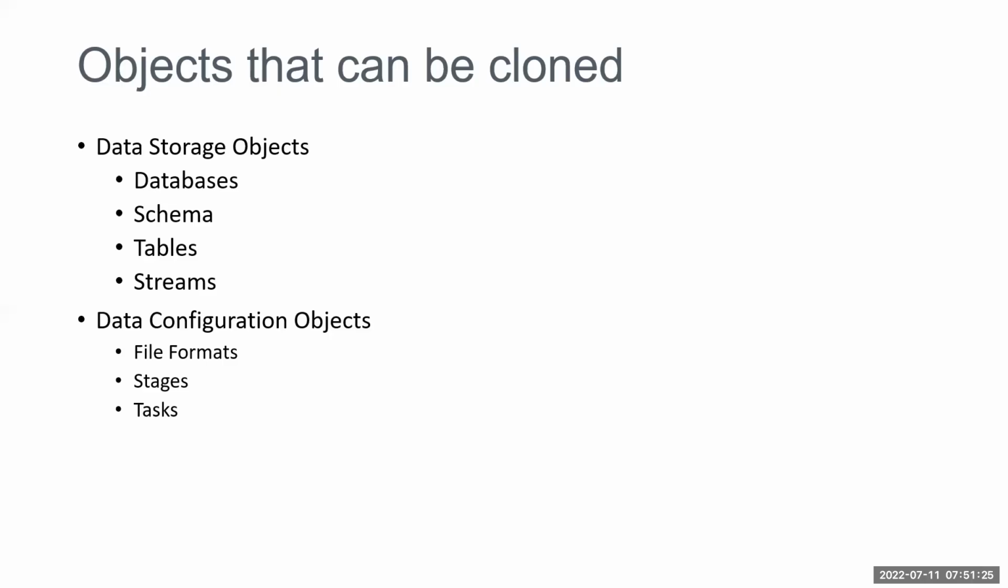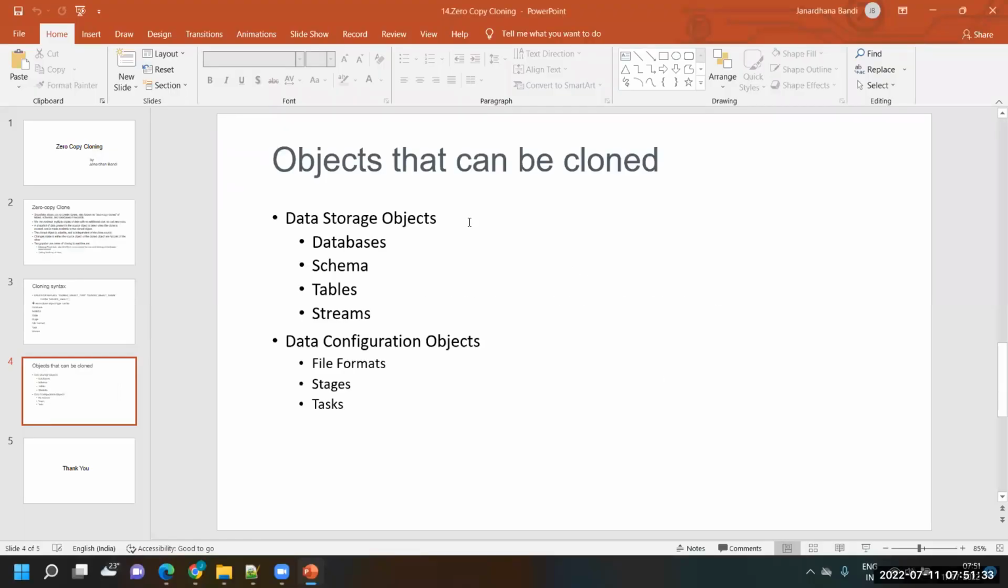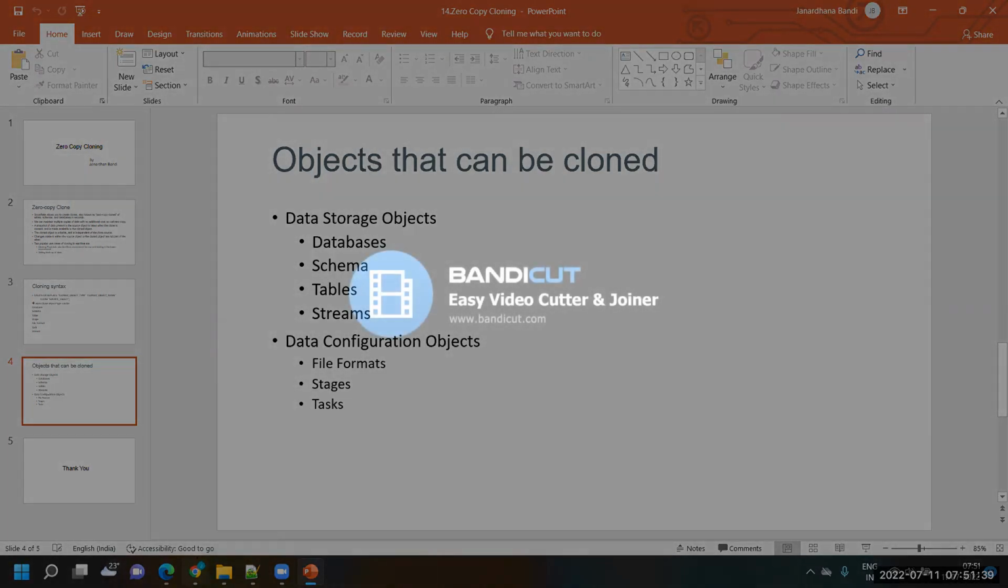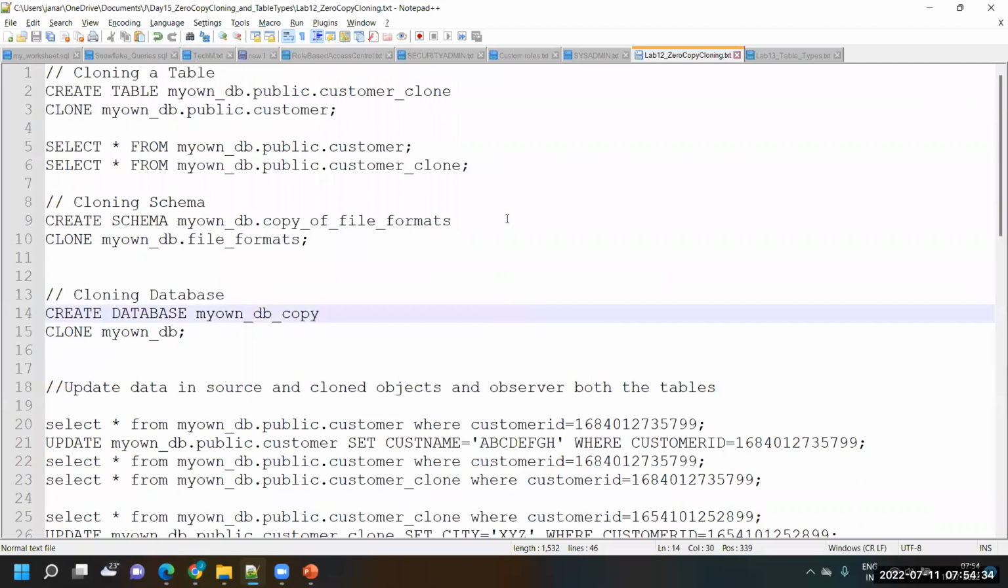So that's it. There is nothing more about zero copy cloning. It's very simple, and let's do the same in practical. Let's see how we implement it. Let's go with cloning.